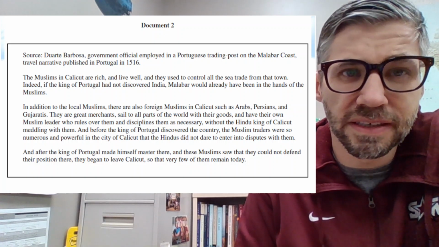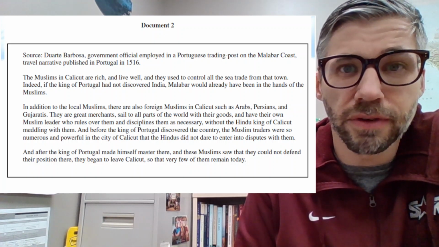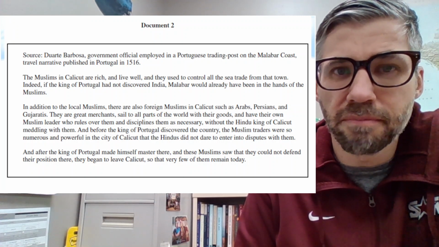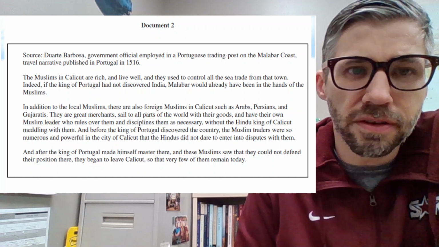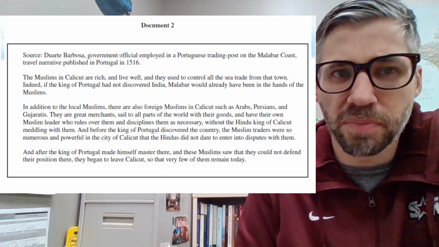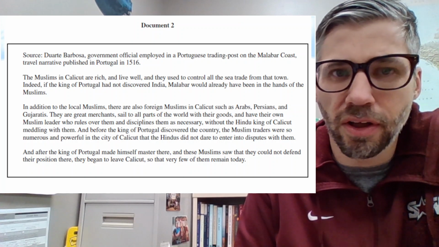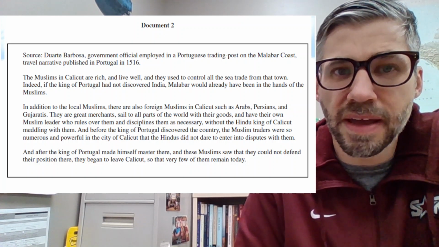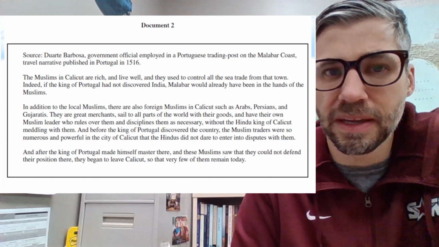The Muslims in Calicut are rich and live well, and they used to control all the sea trade from that town. Indeed, if the King of Portugal had not discovered India, Malabar would already have been in the hands of the Muslims. In addition to the local Muslims, there are also foreign Muslims in Calicut, such as Arabs, Persians, and Gujaratis. They are great merchants, sail to all parts of the world with their goods, and have their own Muslim leader who rules over them and disciplines them as necessary without the Hindu king of Calicut meddling with them.